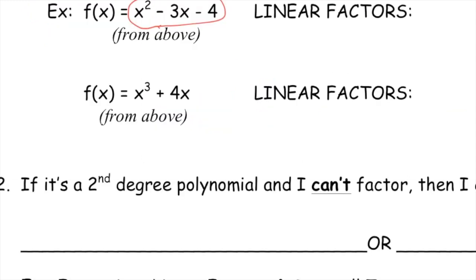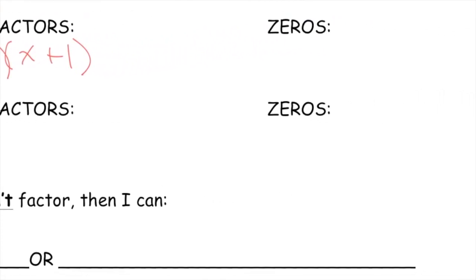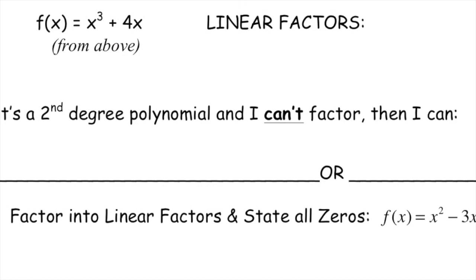When I say I want to factor it into linear factors, we did that above. It was just x minus 4 and x plus 1. And then what did I do? The zeros were just 4 and negative 1. And then back here, when I had something that was cubed and it was easy to factor, same thing. I factored out an x and I got x squared plus 4.